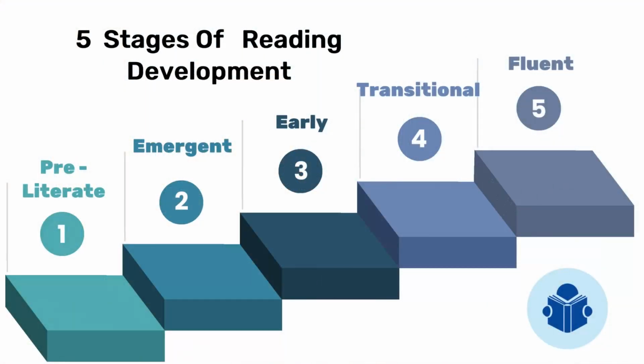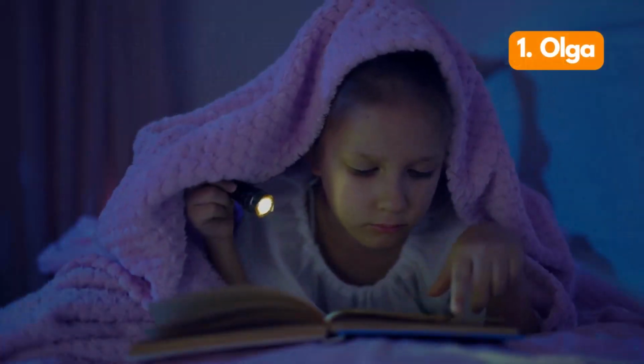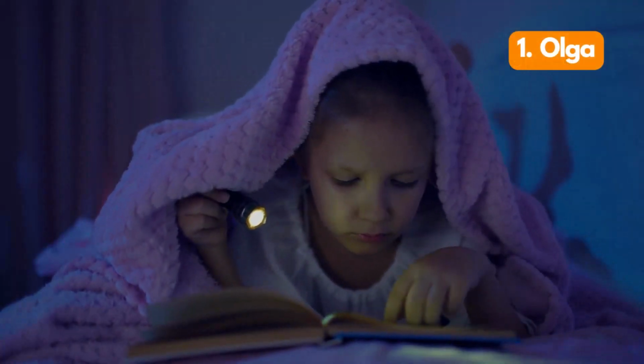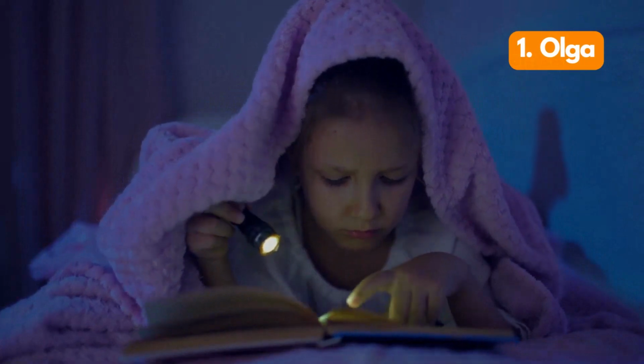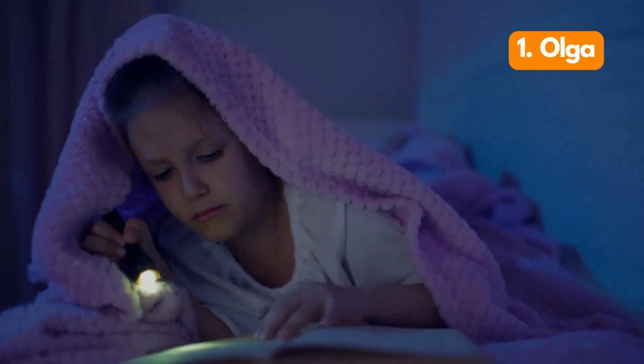Now that you know the stages of reading development, let's see if you can identify them. Read these descriptions of students in one of the 5 stages of reading development. Can you identify the stage they are in? 1. Olga loves picture books but needs someone to read most words to her. She can read books with repetition and reads them over and over again.